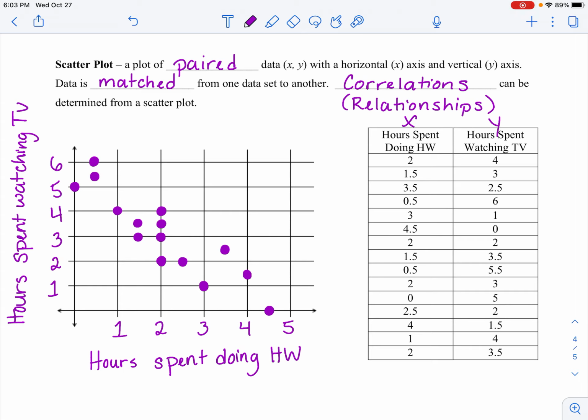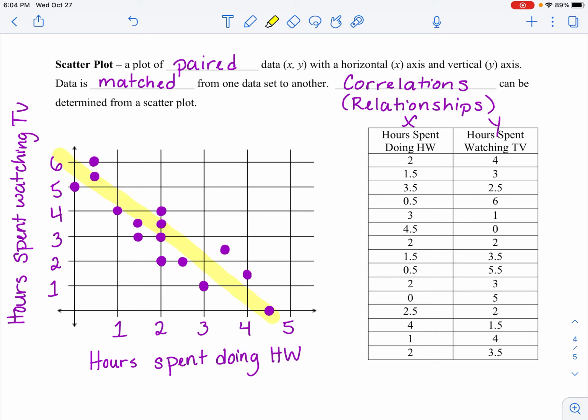Okay, so there are all of my points. And just taking a quick look at this, there's definitely a relationship or a correlation here. It looks like I could draw a line going through the center of this, and all of those data points would be very close to that line, meaning there's definitely a relationship between these two particular quantities. The hours spent doing homework, as that goes up, the hours spent watching TV goes down.